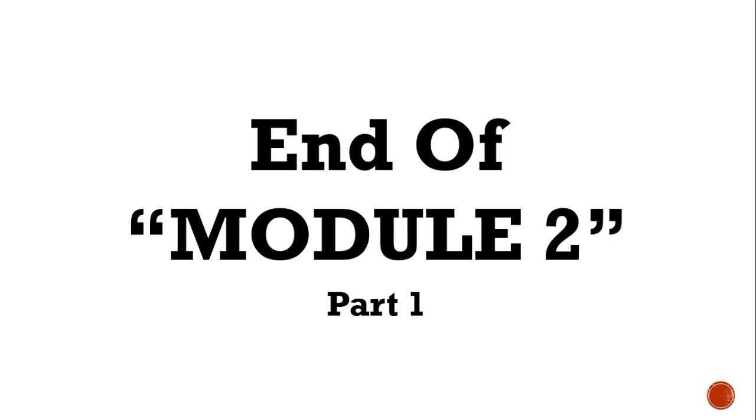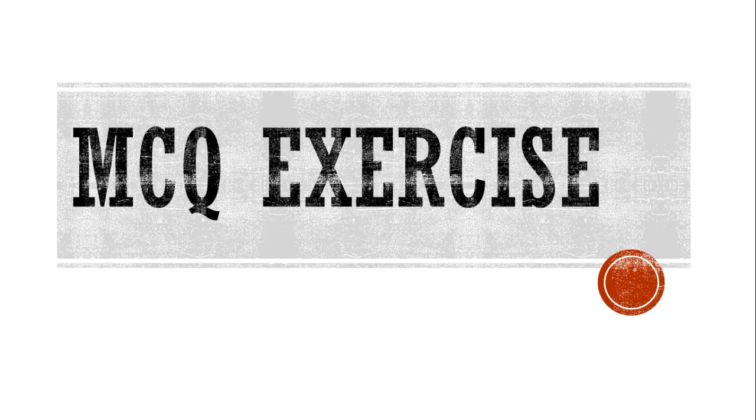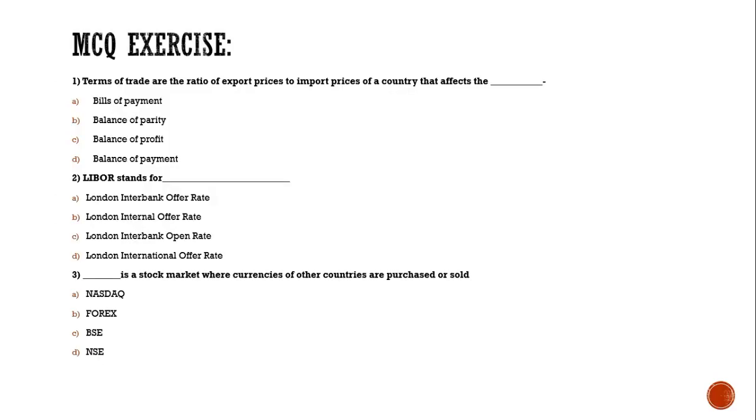But before putting an end to this video lecture, we will have one MCQ exercise. So let us see which questions are there based on the first part of the second module. Okay, 3 MCQs are given. Number 1, the terms of trade are the ratios of export prices to import prices of a country that affects the dash. Options are bills of payment, balance of parity, balance of profit, and balance of payment.